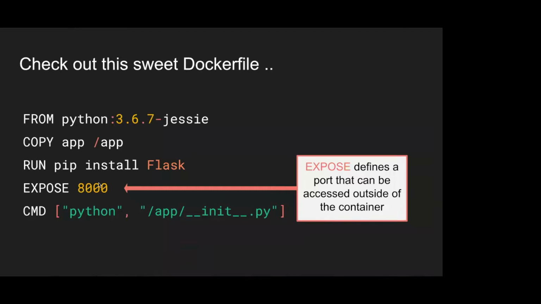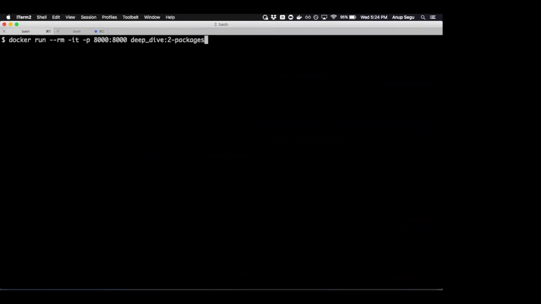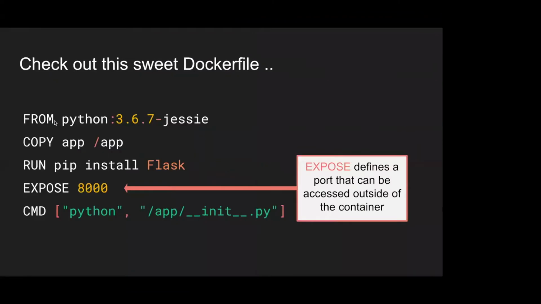You have to actually, at runtime, include this -p, which is a flag to say you're trying to publish a port, and then you give it a host port to map to the container port 8000. So in this case, I'm saying, let me treat my host port 8000 and forward all of those requests to the container port 8000. And this way, I'm able to access my web server over that same port.